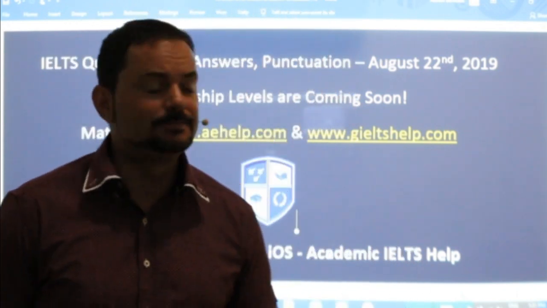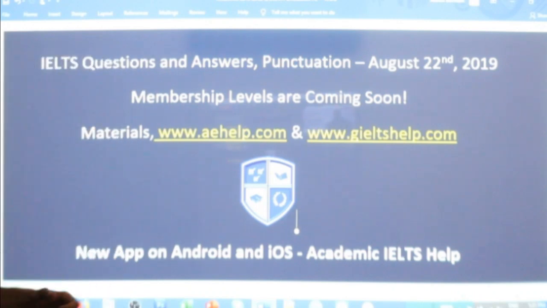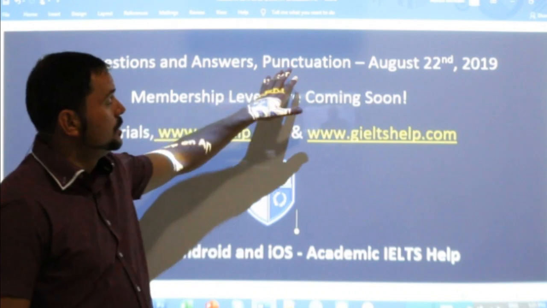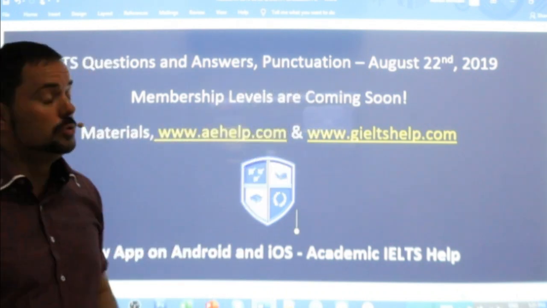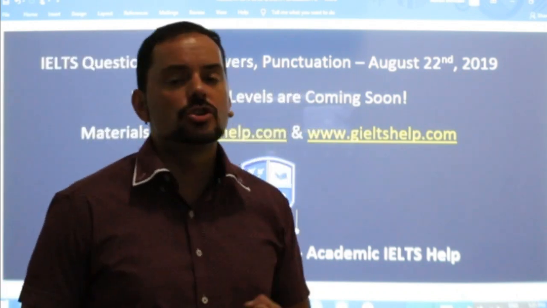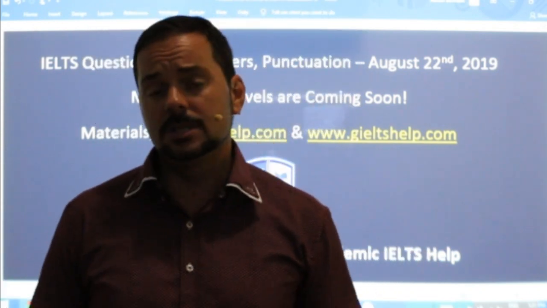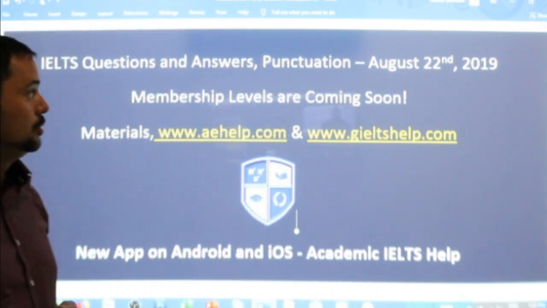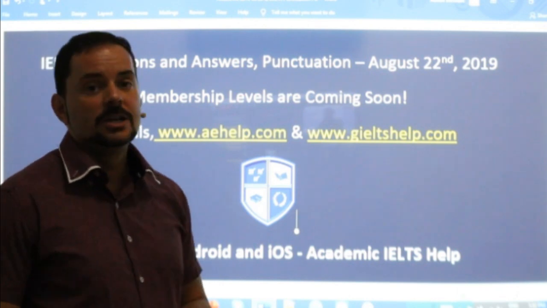In this class, we're looking at some questions and answers about the writing section, focusing especially on using correct punctuation in writing task 1 and 2. Punctuation means period, comma, colon, semicolon, all of those little symbols. How do you use them appropriately so that you're getting marks and you're not losing marks?